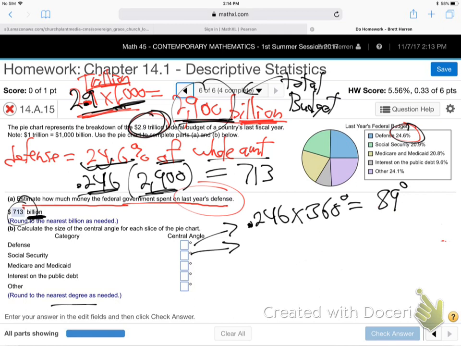The next one's Social Security. What's that? I can't read it there. It looks like 20.9. So 20.9, move the decimal back 2 places, 0.209 times 360. And I'm getting 75.24, so 75 degrees, and on you go, etc., etc. Is that okay?